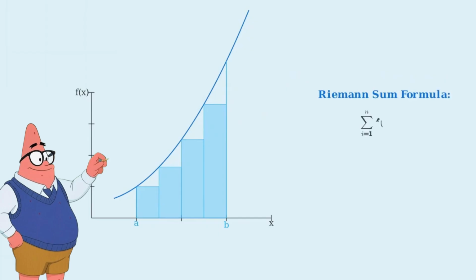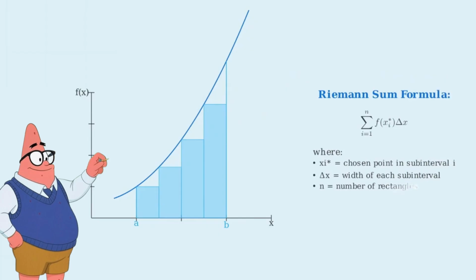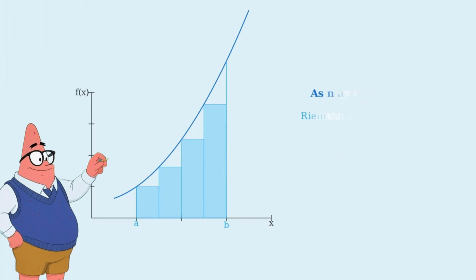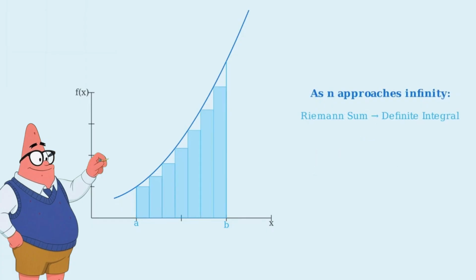The Riemann sum is expressed mathematically as the summation from i equals 1 to n of f of xi star times delta x, where xi star is the chosen point in the ith subinterval. Here's the key insight. As we increase the number of rectangles, making them thinner and thinner, our approximation becomes more accurate. As n approaches infinity, the Riemann sum approaches the exact value of the definite integral.